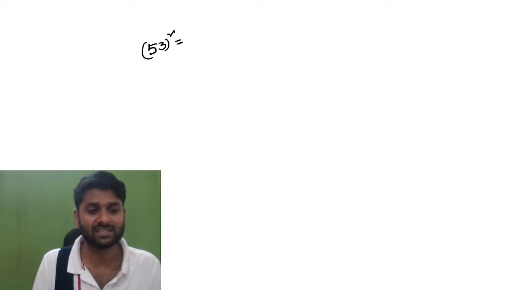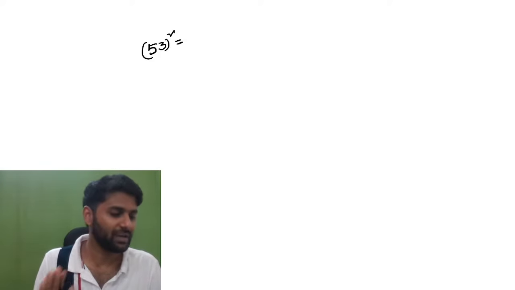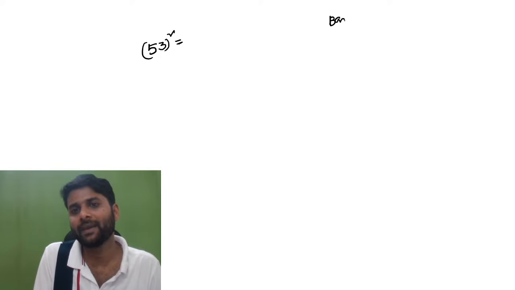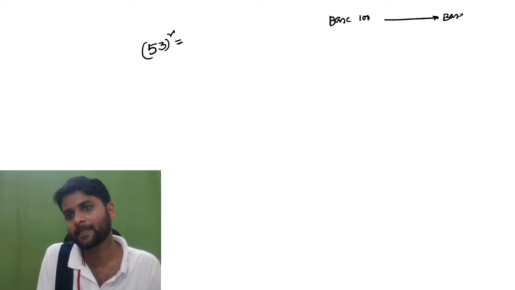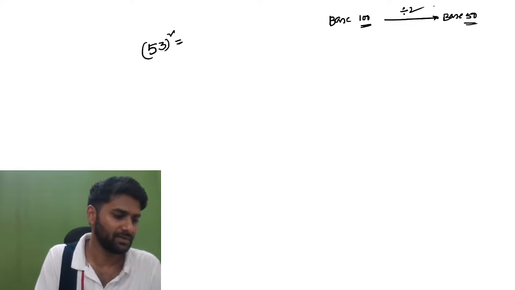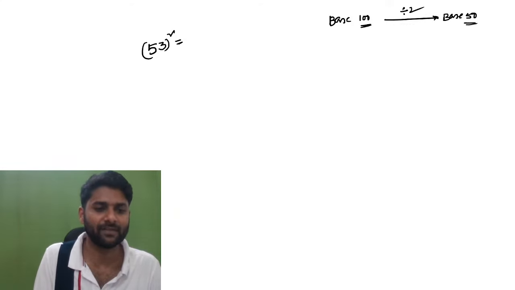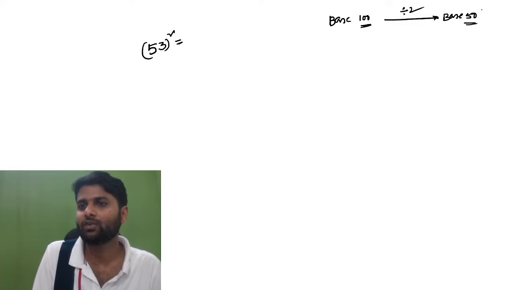That's why we are changing the base. Till now we are aware of 1 to 25 squares only. That's why we are changing base 100 into base 50. So how does 100 become 50? We have to divide it by 2. Now we have to consider the base as 50.